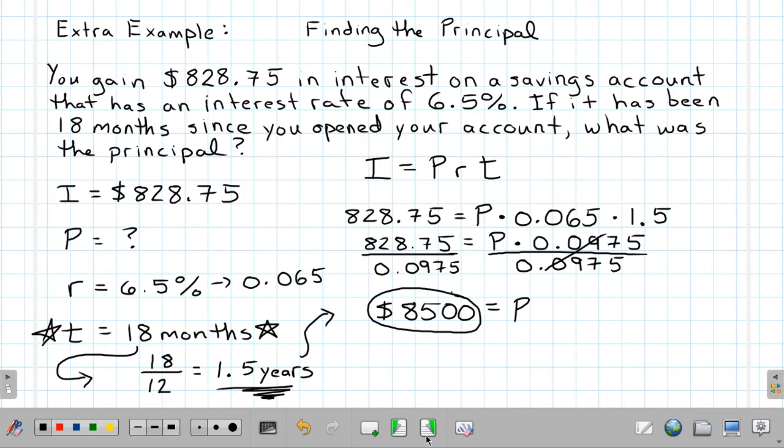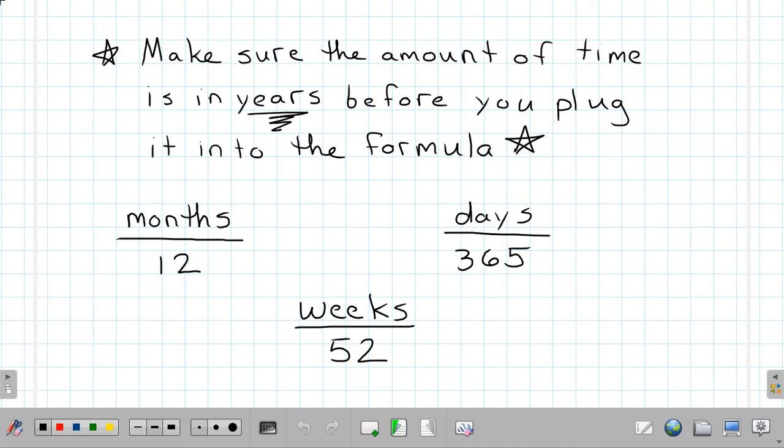That's what I talk about on the next slide, and this is the last thing for the notes here. Make sure the amount of time is in years before you plug it into the formula. If you plug in the number of months, days, or weeks, you're going to get an incorrect answer because the interest rate is always calculated per year. If you know the time in months, divide the number of months by 12, and that gives you the number of years.